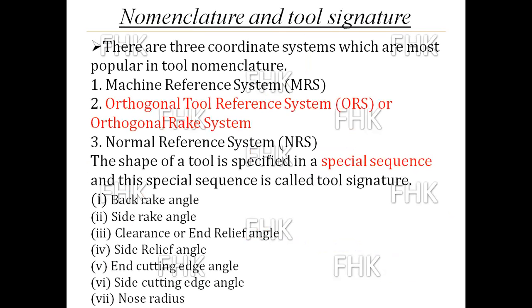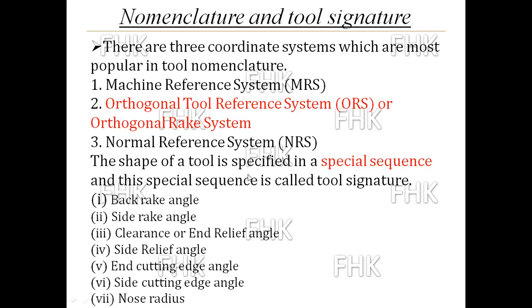There are three coordinate systems which are most popular in tool nomenclature. What are these? Machine reference system, also called the MRS method. Orthogonal tool reference system, also called the ORS system, or orthogonal rake system, for tool nomenclature. And the third one is the normal reference system, also called the NRS system. For our syllabus, we have only the ORS system of tool nomenclature. In the examination, the ORS system will be asked.